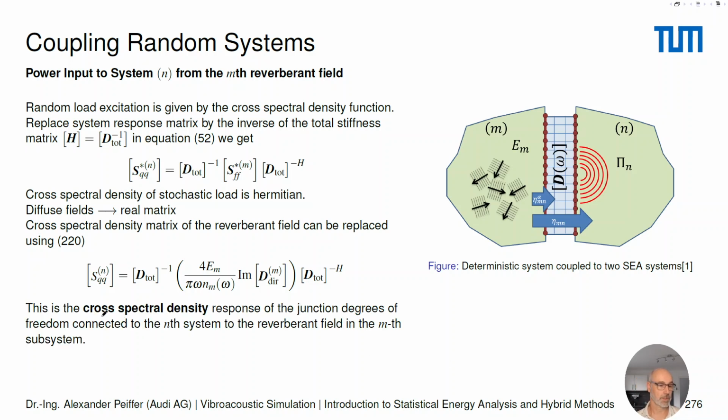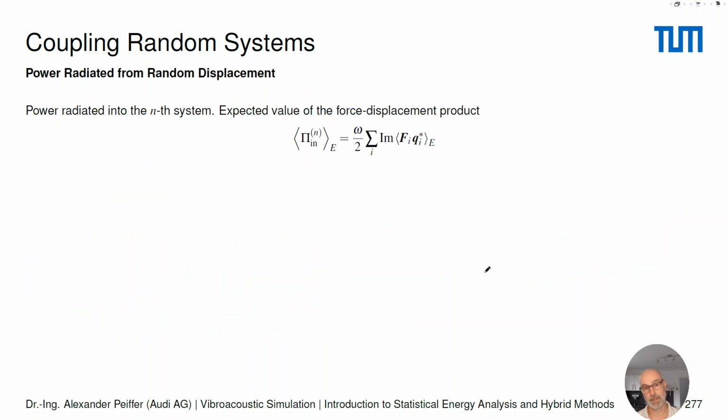Good. So this is the cross-spectral density response of this junction connected to the M and the nth subsystem. This is the first step in our global hybrid and coupling loss consideration. The next step is, how do we get the radiated power? We know that's quite easy.